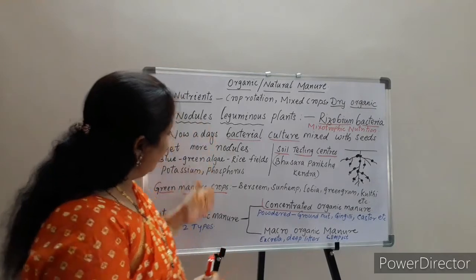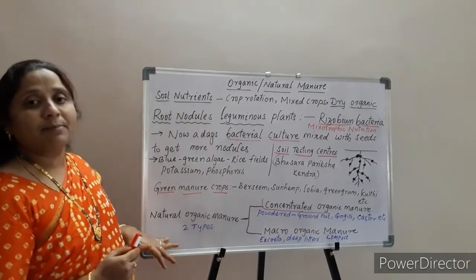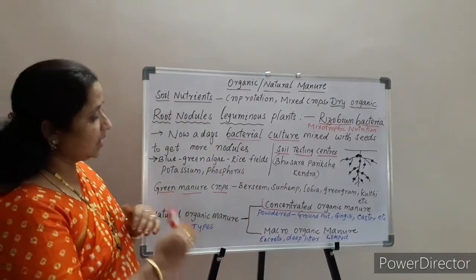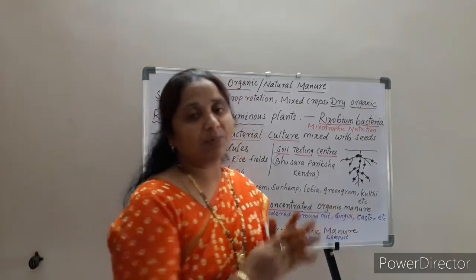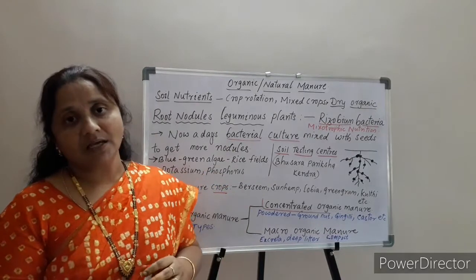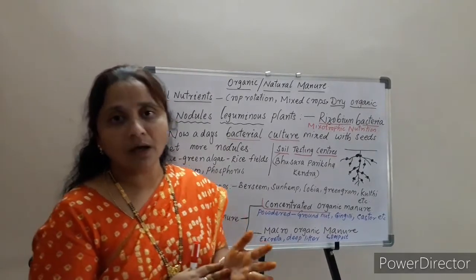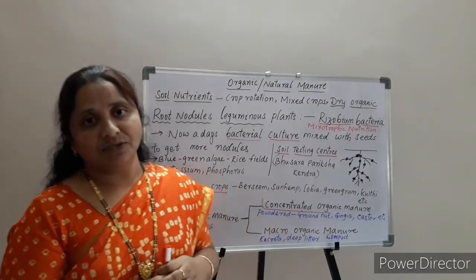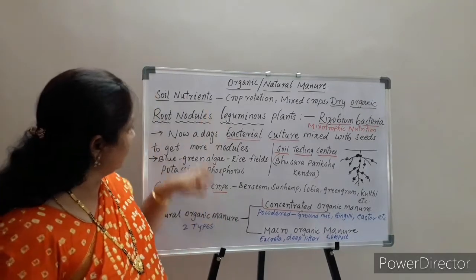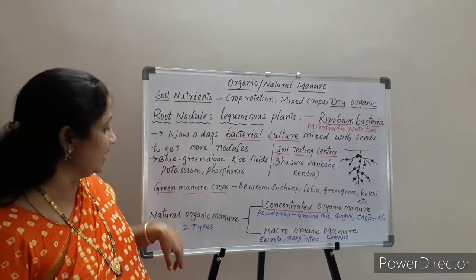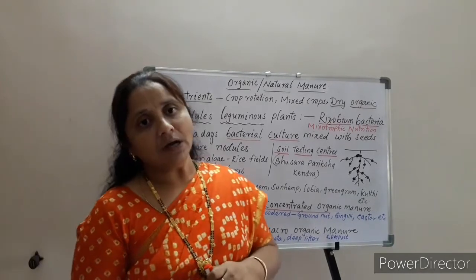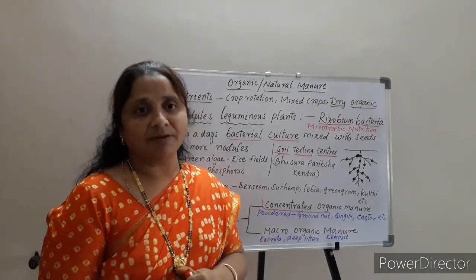So in the next class we shall learn how compost is prepared, how vermicompost is prepared, and how panchagavya is prepared, and how they are helpful to crops in increasing productivity. With this, we have completed today's concept of natural organic manure. In the next class we shall continue with vermicompost and its preparation.